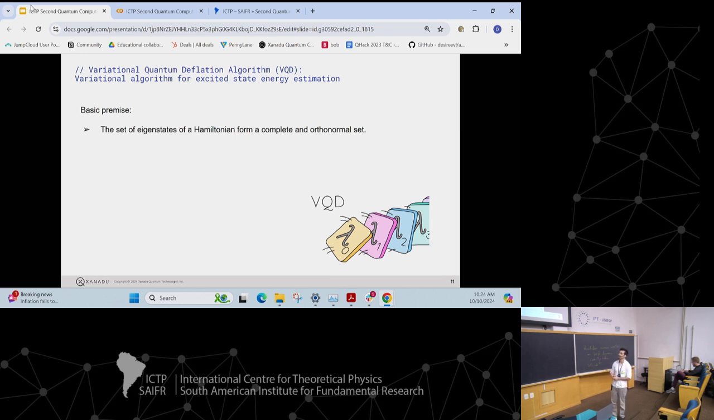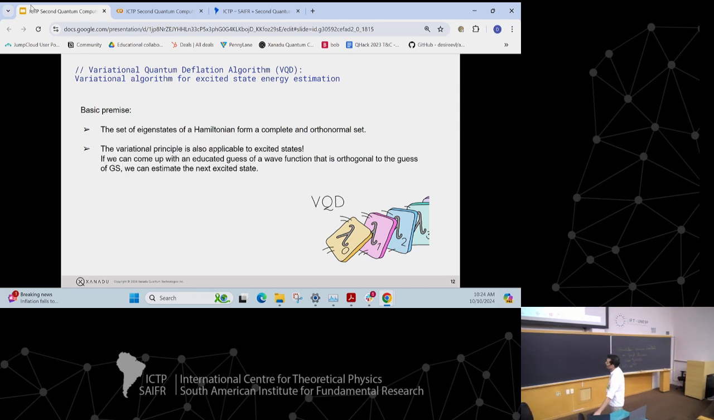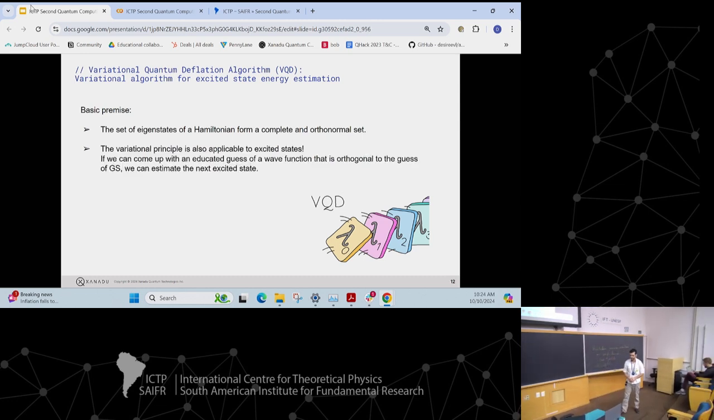So you know that if you have a good estimate of the ground state, whatever state describes the next excited state has to be orthogonal to the previous one. So if you're able to somehow make an educated guess of an excited state, the variational principle still applies. If you know, let's call it psi1 exactly, and you make some other guess, you're guaranteed to always be above the actual first excited state energy.